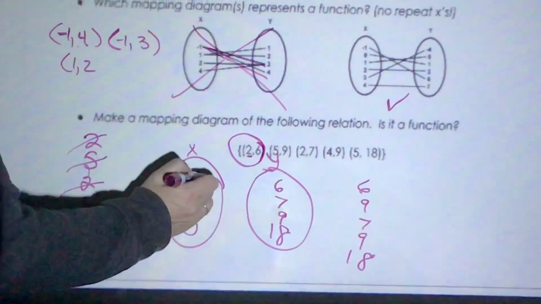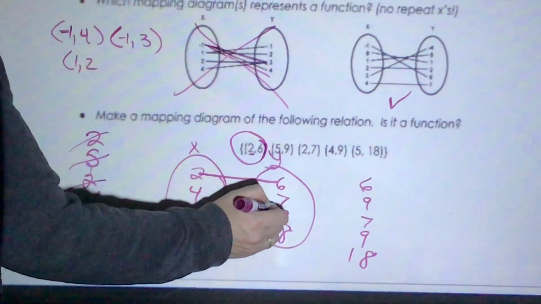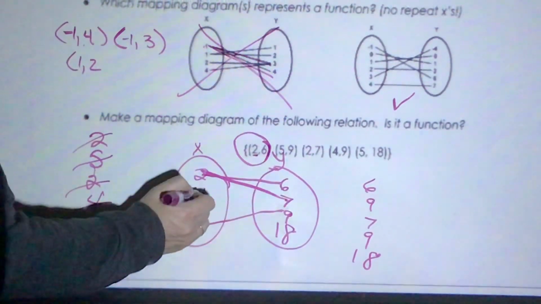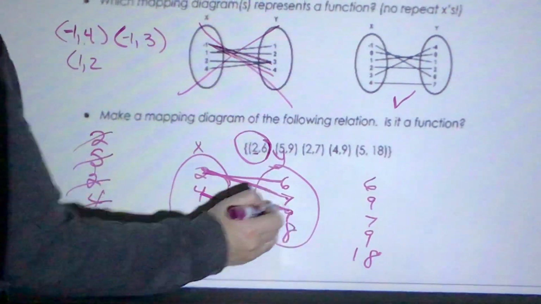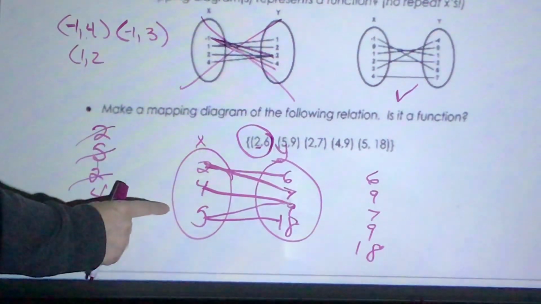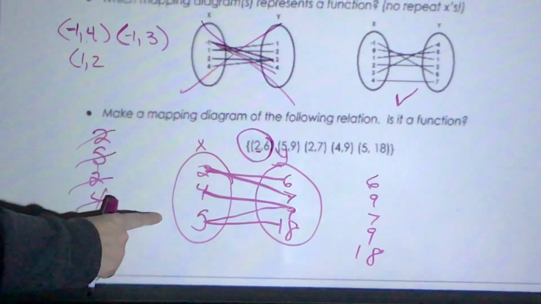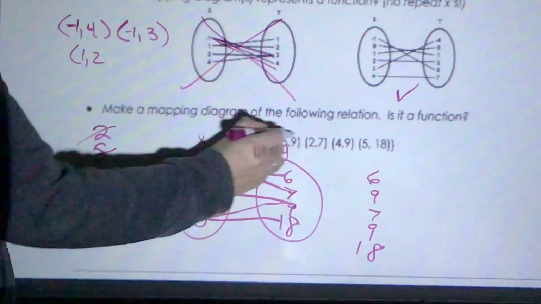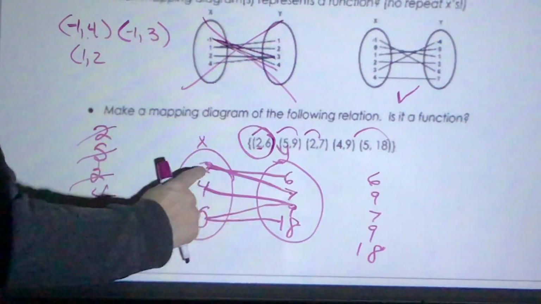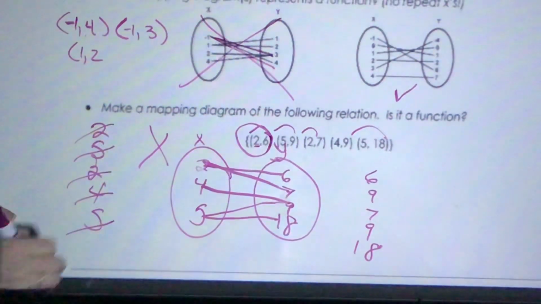So 2 matches up with 6. 5 matches up with 9. 2 matches up with 7. 4 matches up with 9. And 5 matches up with 18. So this is a mapping diagram of these points. It's not a function because the 2 repeated and the 5 repeated, and you can tell because it was connected to more than one number. So this is not a function.